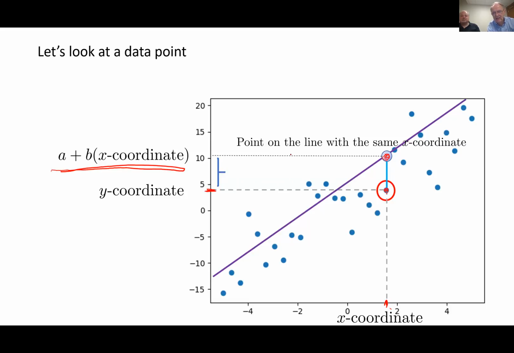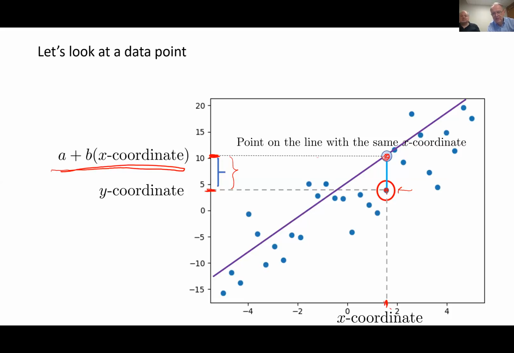Here I have the y-coordinate of the corresponding point on the line. So it's a point that has the same x-coordinate as the data point here. Here's my data point. Here's its x-coordinate. Here is the point on the line corresponding to that x-coordinate. And so I can measure how far away I am from the point on the line by looking at this distance here between the y values.